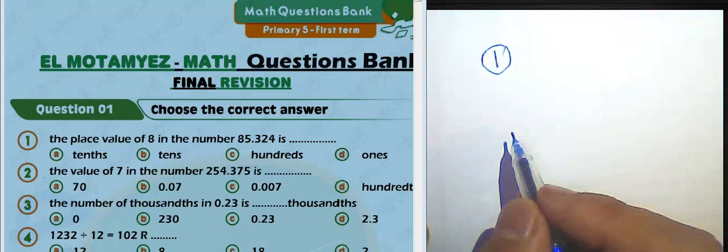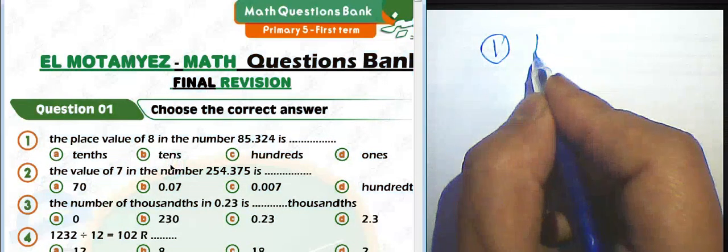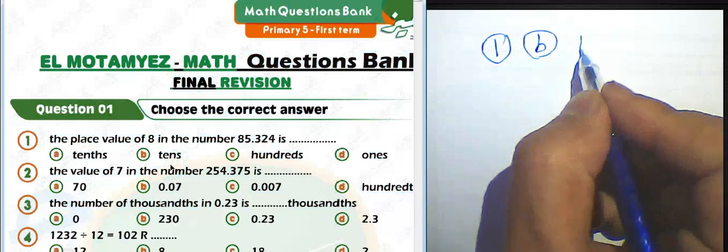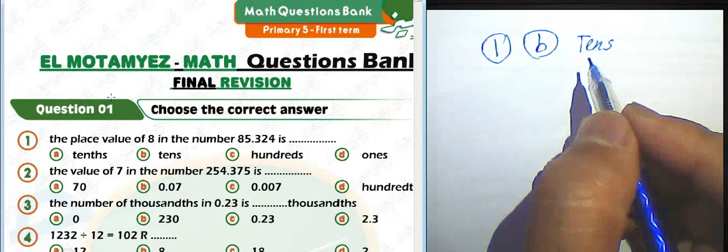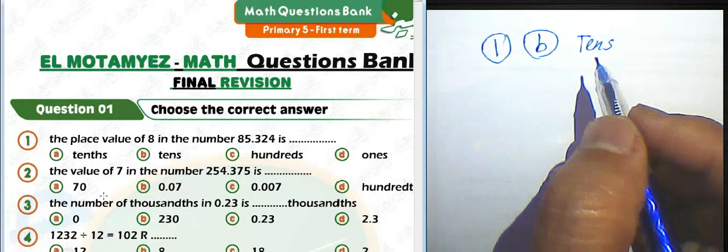Question number 1. The place value of 8 in the number 85,324,000 is asked about the place value of 8 in this number. It lies in what place? We must choose letter B, ten millions. Asked about what? It lies at ten millions.